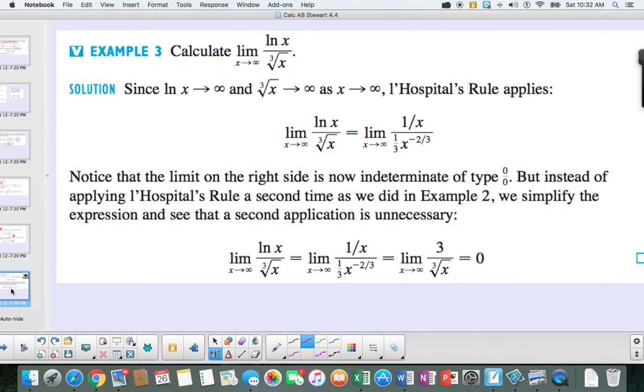Let's take a look at another example, and again, this is an infinity over infinity situation. We're going to use L'Hopital's rule. Notice we have powers in the numerator and denominator. Instead of going to L'Hopital's rule again, think about simplifying. And since they're powers, let's take a look at that. And when we simplify it, we have this simple expression, and now the denominator dominates, and we're going to get a 0.